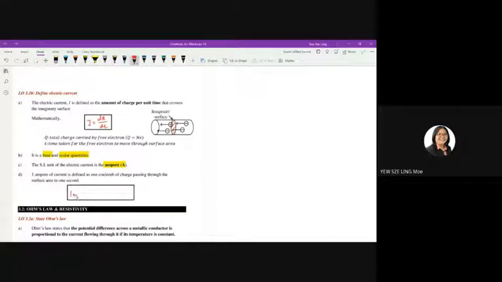So 1 ampere is equal to 1 coulomb over 1 second. So it is also equal to 1 C s^-1. The unit ampere can also be written as C s^-1, coulomb per second. How many coulombs of charge pass through the given surface area per 1 second? That is the meaning of ampere.